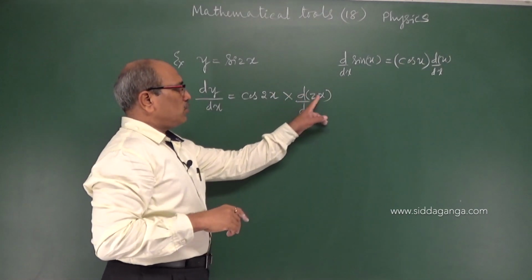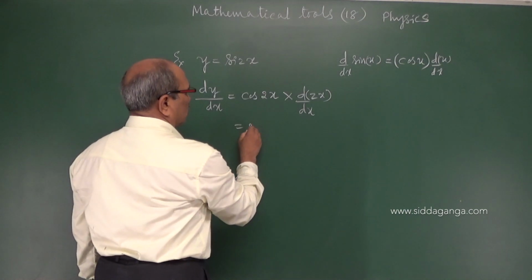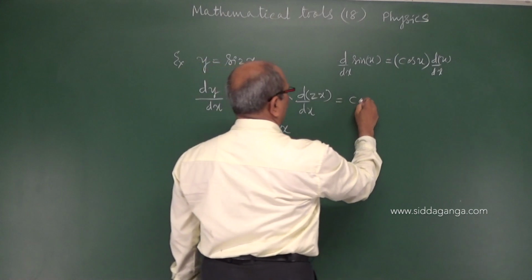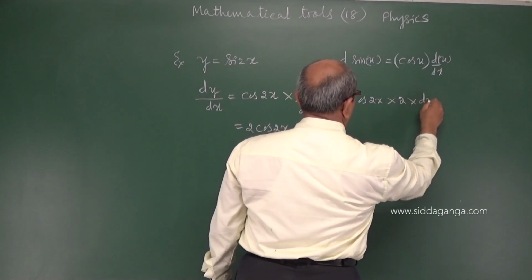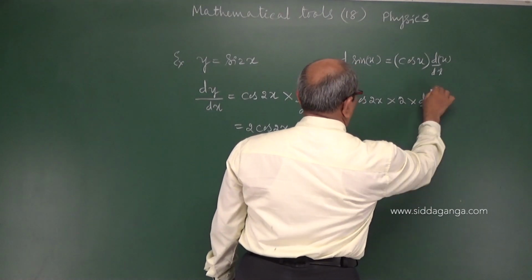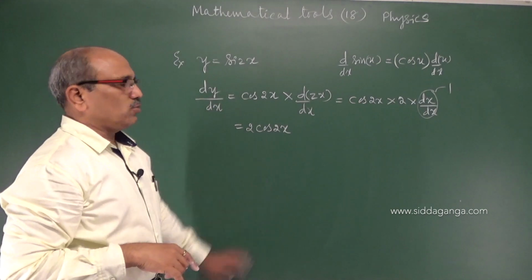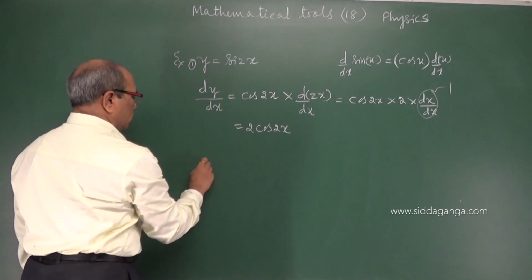If you bring 2 out, dx by dx is 1. You get it as 2 into cos 2x, because it is cos 2x into 2 into dx by dx. This becomes 1. So 2 into cos 2x. Let's come to another example.